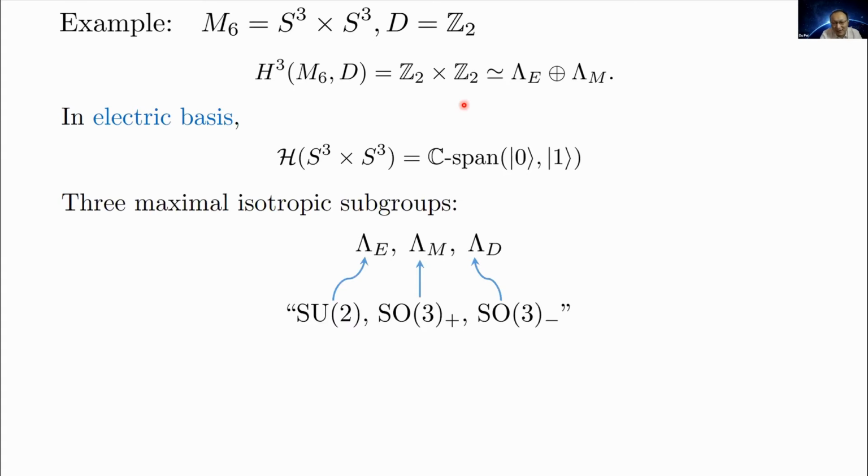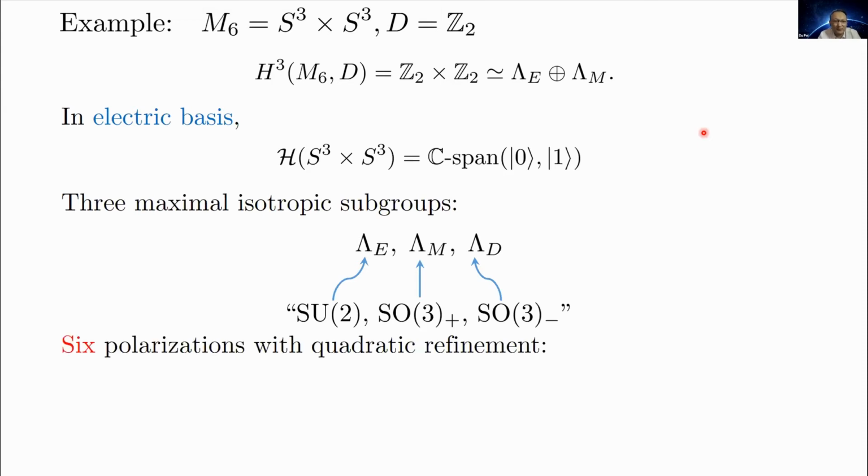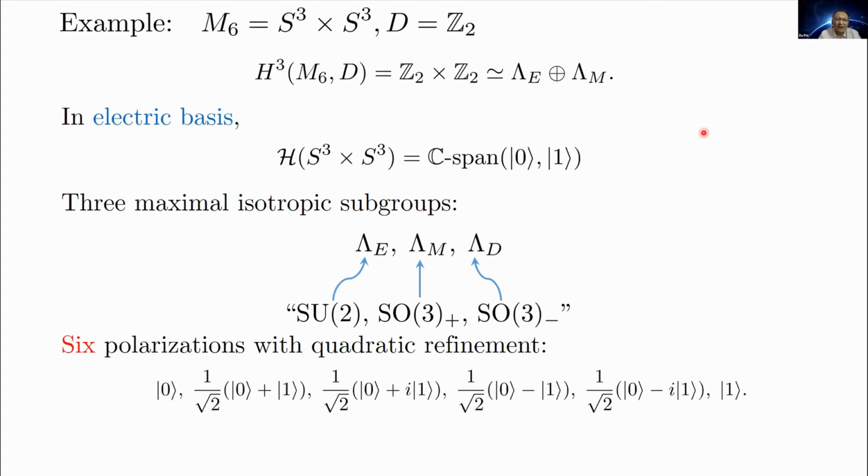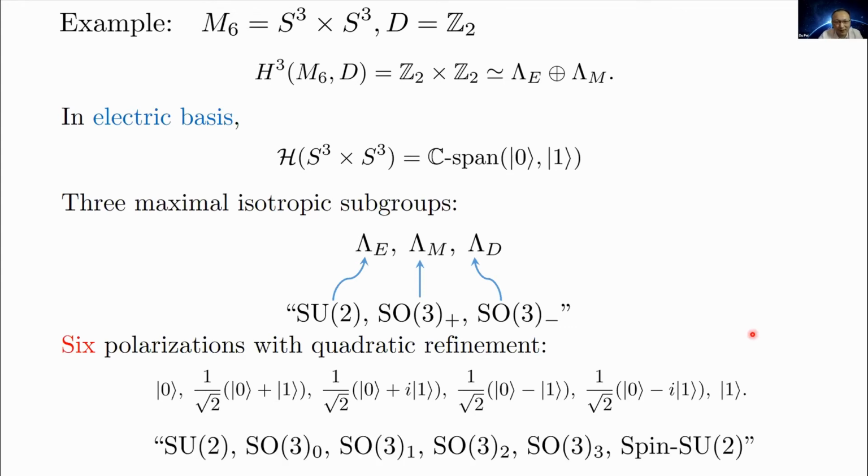And anticipating the connection with 4-dimensional physics, we will refer to these 3 choices as SU2, SO3 plus, and SO3 minus. But each of them has 2 projective refinements. So in total, there are going to be 6 polarizations. And they correspond to these 6 different vectors in the Hilbert space. And they can maybe be referred to as the SU2 theory for 0, the spin SU2 theory for 1, and the SO3 theory with a Z4-valued discrete theta angle for the remaining 4.